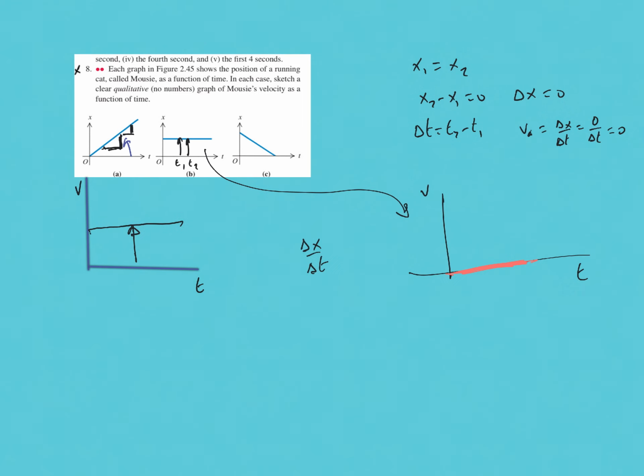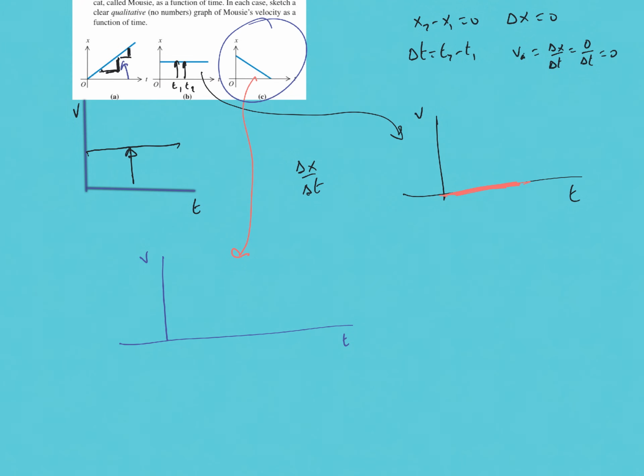Let's go to the third one. The third one is this one. Let's solve it here. This velocity is constant because the velocity is the slope of the graph. In this case, the slope is negative. So what will be the graph of v versus t? Well, it will be something like this. V is negative, because the slope is constant and has a negative value. So this solves the problem.